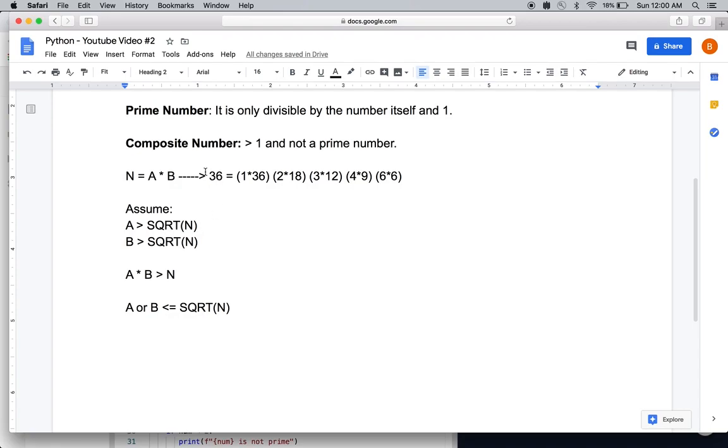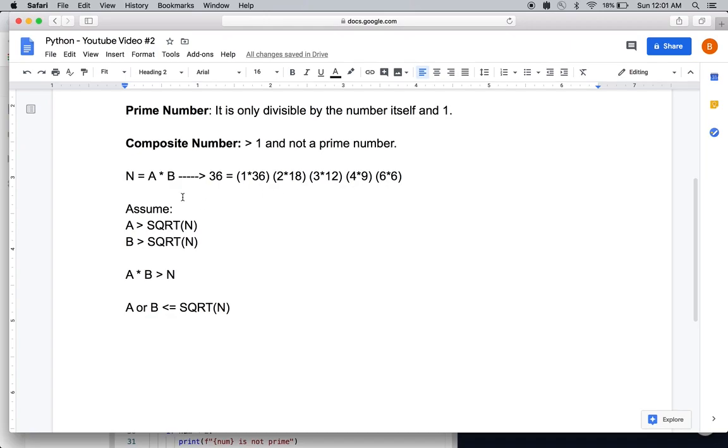Even if we just take this example, 36, we can see that the square root of 36 is 6. We can look at each of these factor pairs, and we can say that at least one number is less than or equal to the square root of 36, which is 6. This is the only pair where both the numbers are equal to the square root of 36.